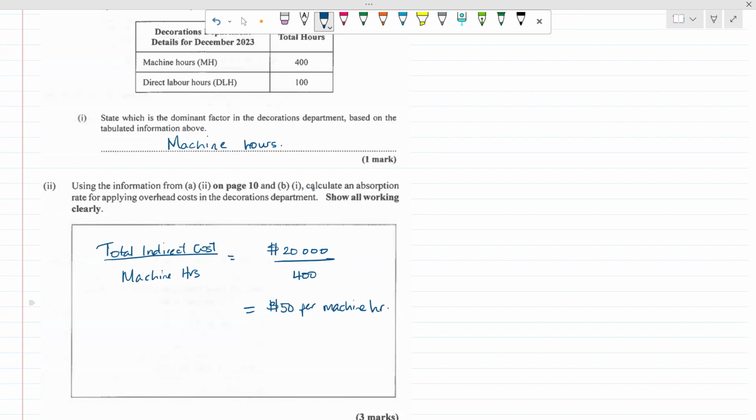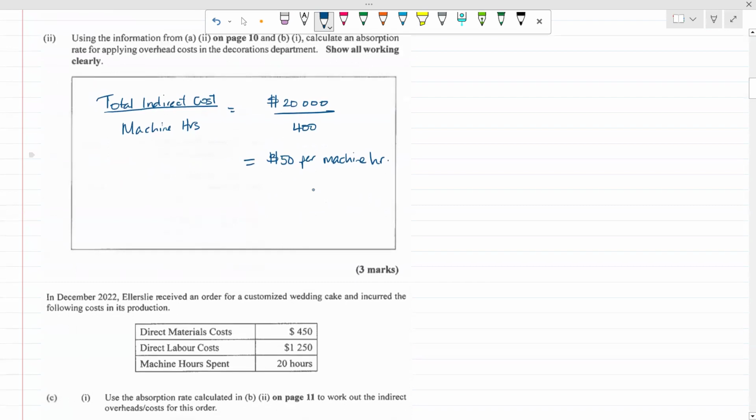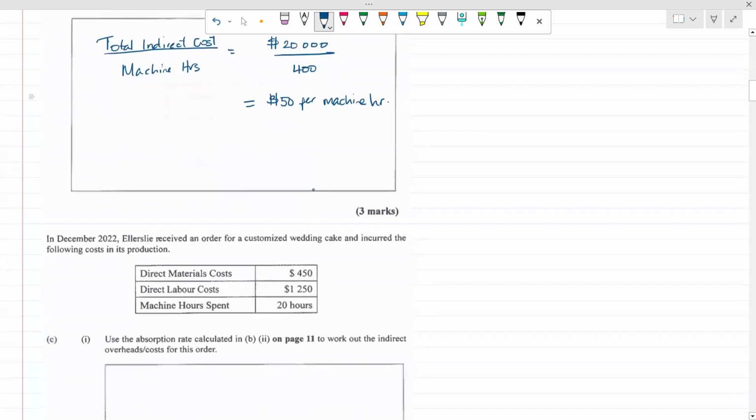Now, just to give you a little background of what's the point of doing this. When we have to cost a job, and you'll see it later on in the question, we need to assign the indirect cost to that particular job. So we're going to use this rate in order to assign the overheads associated with that department to a particular job. Let's look at the other part.